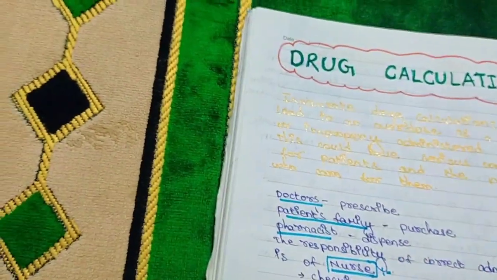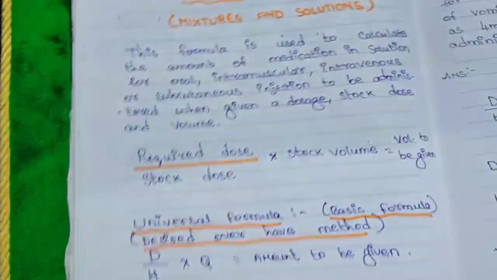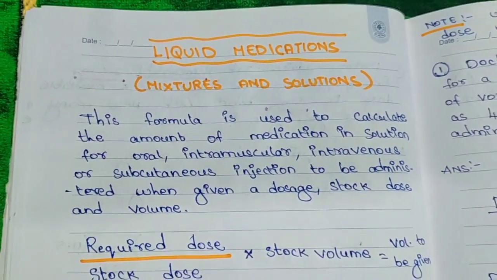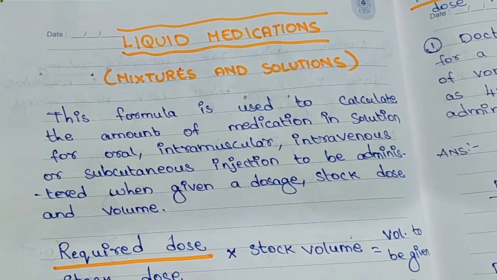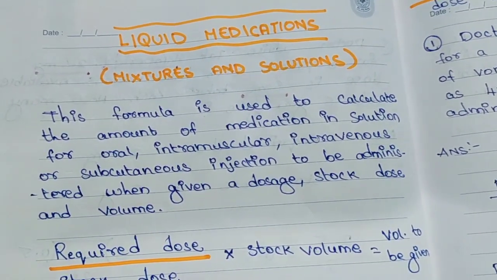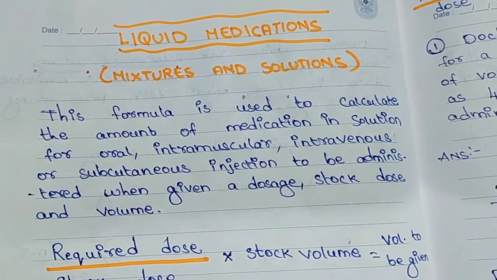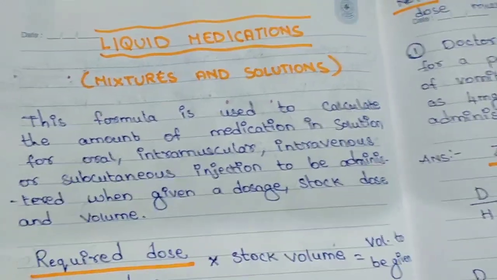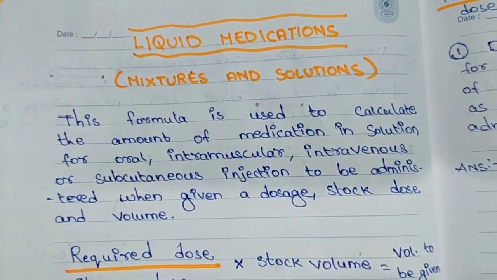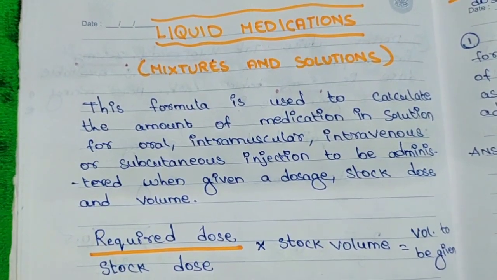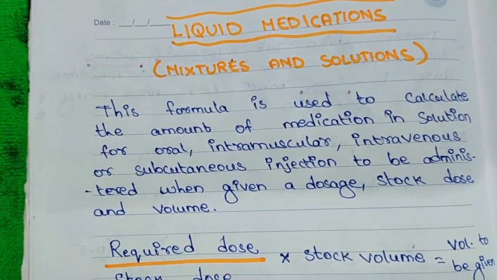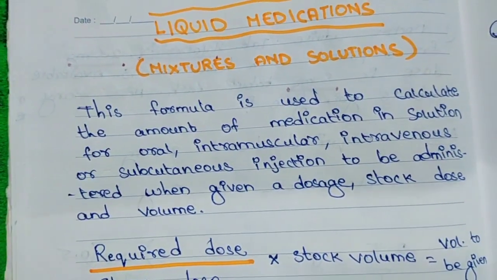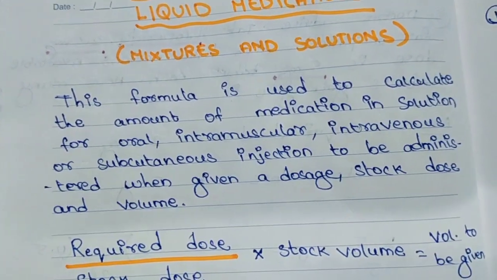Now let us see how we calculate the drug dosage for liquid medicines. Some medicines that we administer intramuscularly, intravenously or subcutaneously, apart from the oral route, are available in liquid form, as a mixture or as a solution. Even if it is available in powder form, we are not going to administer powder to the patient, right? So we will dilute it first with NS or sterile water, and then give it to the patient. So what is the formula and how to calculate it?